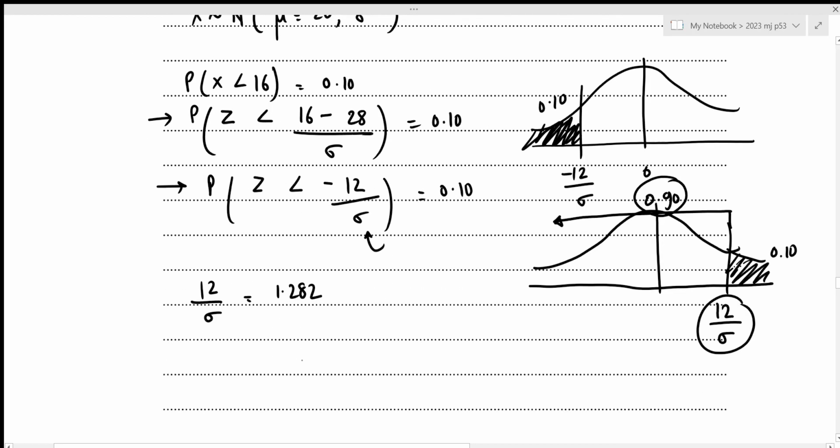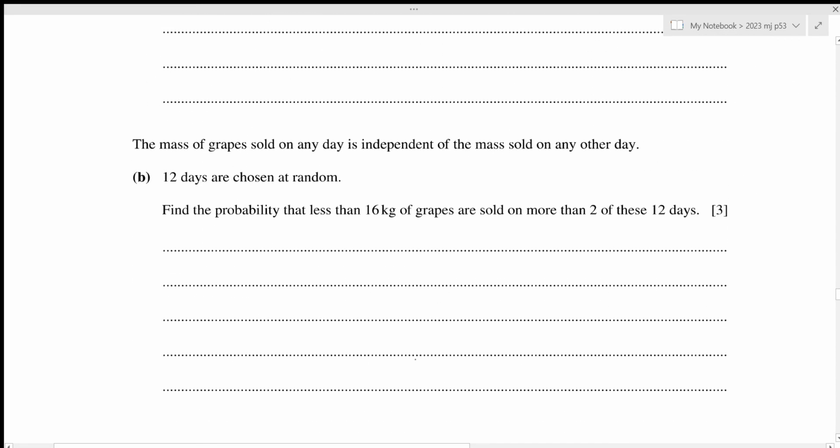And this will give the standard deviation to have the value of 12 by 1.282, which is 9.36. That's all for the first part. Let's move towards the next one. Now, the mass of grapes sold on any day is independent of the mass sold on any other day. 12 days are chosen at random. Find the probability that less than 16 kg of grapes are sold on more than 2 of these 12 days.